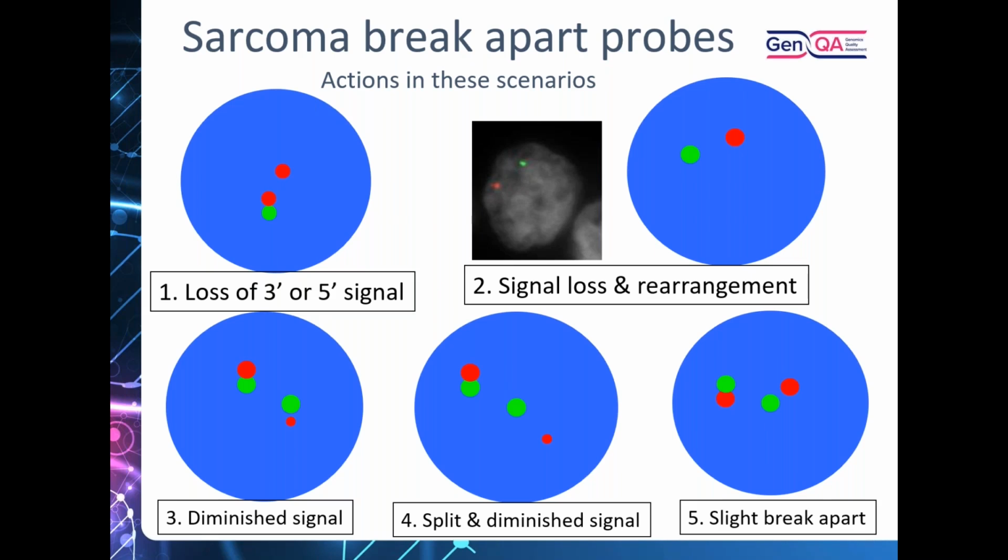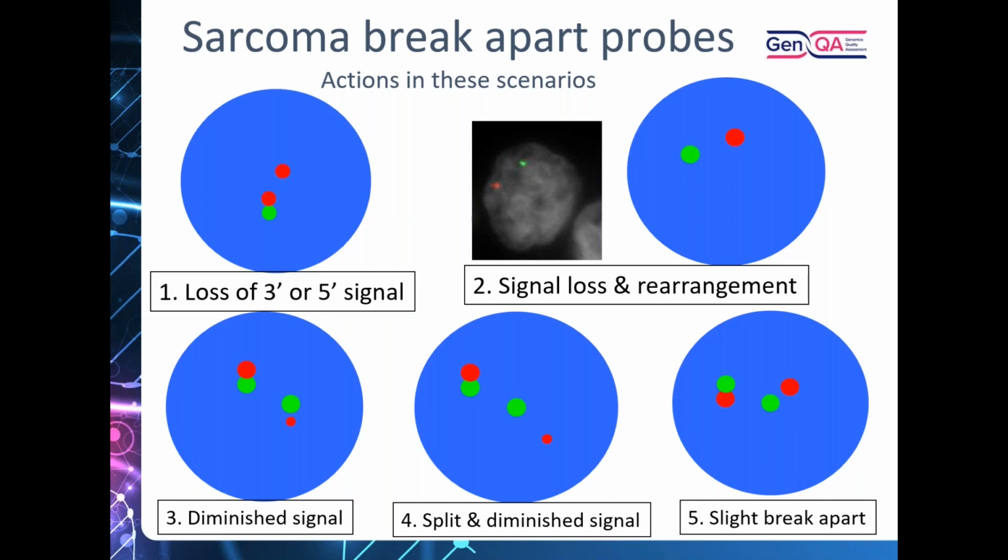I would feel it generally does happen a fair bit, doesn't it, in terms of aneuploidy during the course of tumour development. So it's not unusual to see that, as long as that separation fulfills the criteria that you have set to call a break apart result.